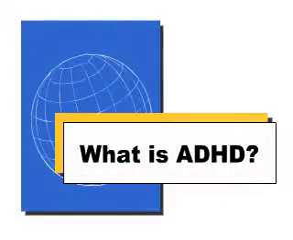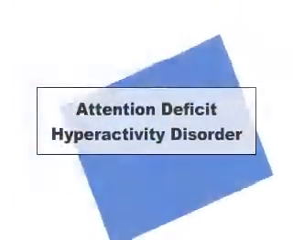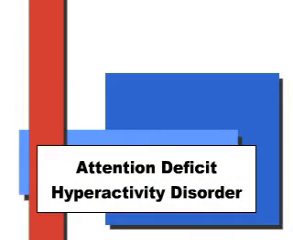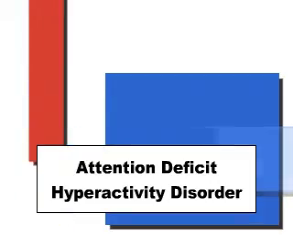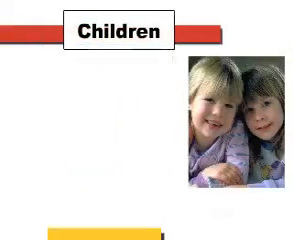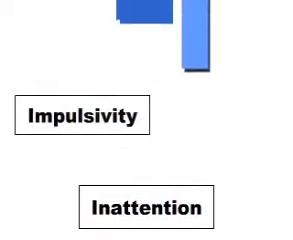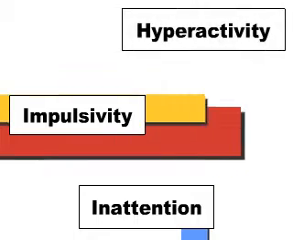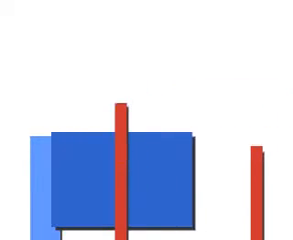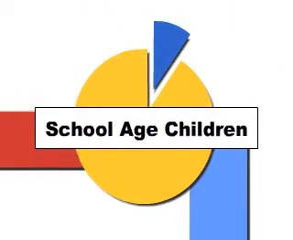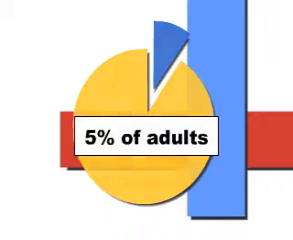What is ADHD? Attention Deficit Hyperactivity Disorder, ADHD, is currently defined as a neurological disorder or brain disorder. ADHD affects both children and adults. It is characterized by symptoms of inattention, impulsivity, and sometimes hyperactivity. Conservative estimates indicate that ADHD affects between 5 to 7% of school-age children and about 5% of adults.